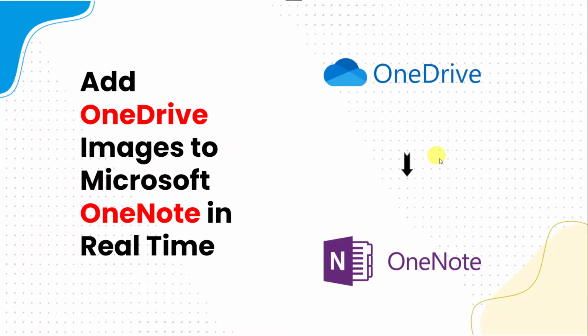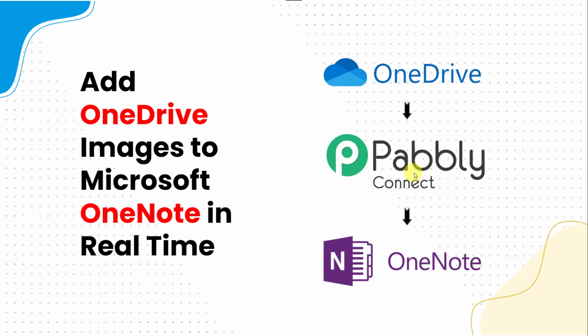So in order to create an integration between OneDrive and OneNote, we are going to use a software application named Pabbly Connect. So basically, Pabbly Connect is an automation and integration software which will help us in integrating OneDrive with OneNote automatically. The best part here is it doesn't require any coding skills or programming knowledge. Even a non-technical person can use this software application very easily.